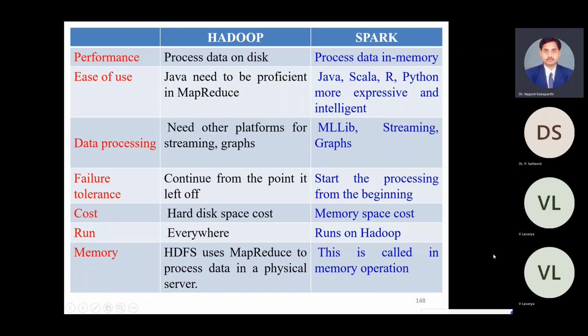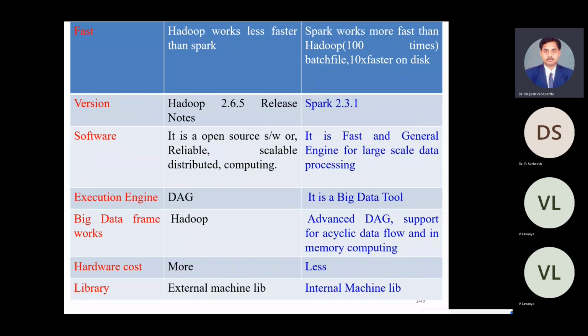HDFS uses MapReduce to process data in a physical server. Hadoop Distributed File System is used for storage as well as for processing, dividing a file into a number of chunks. Each chunk will go to each sub-node. So HDFS uses MapReduce to process data in a physical server, whereas in Spark, this is called in-memory operation. That is called random access memory.